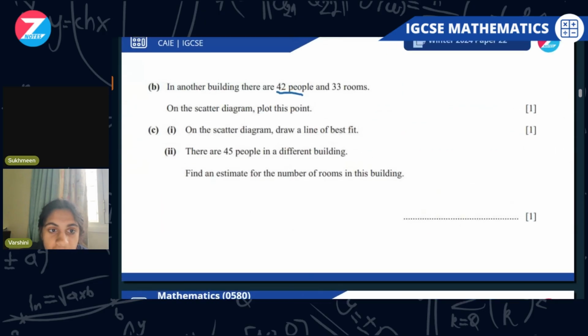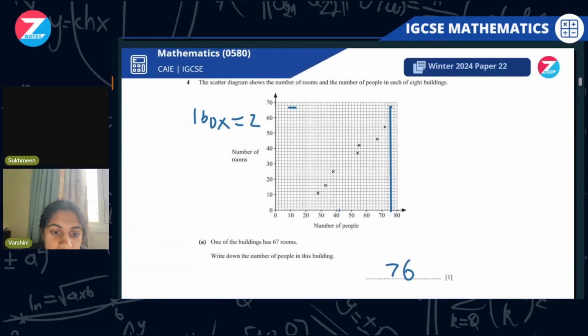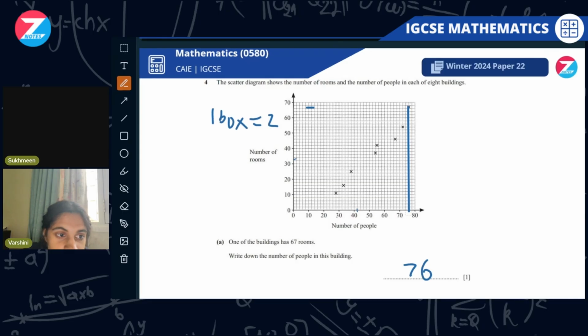Now on the y-axis, 33 rooms. So now let's go up here. We know one box is 2, so this is 32 and this is 34. So it's going to be in between 32 and 34, somewhere along this line. Now we just draw the lines and see where they intersect. It's going to be over here, and then from down here. So our plot is going to be right here.